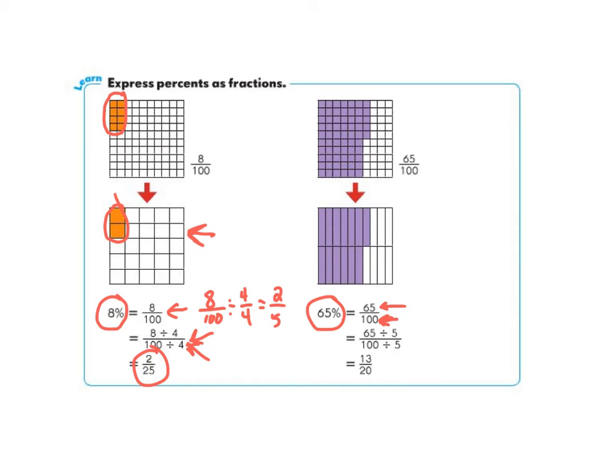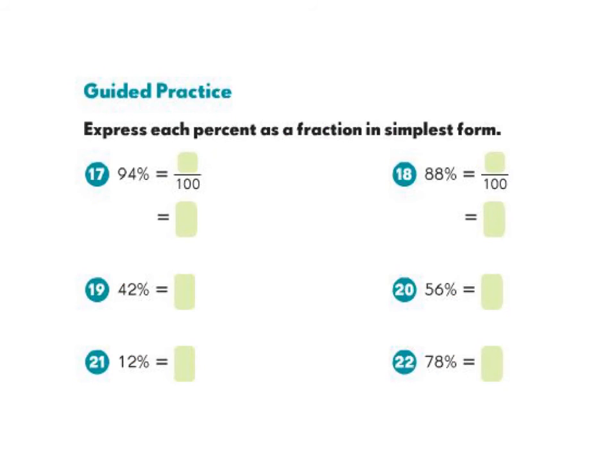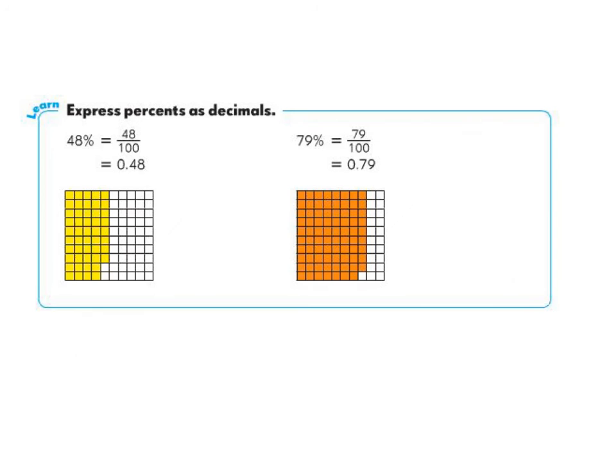So 65 and 100 can both be divided by 5. If you can't do that in your head, it's totally fine to do it like this. And then you will end up getting 13/20ths. And those problems you're going to do on the Edpuzzle quiz.